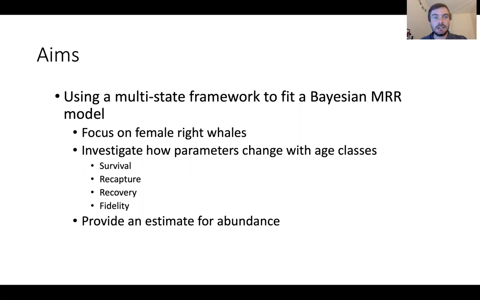So for the study that I'll be presenting today, we're using a multi-state framework and fitting a Bayesian mark recapture recovery model. For this, we're focusing mainly on female right whales, as females are the most important for survival of the species, and we're also investigating how certain parameters will change based upon the age class of the individuals. I'll go into that a bit more later on. And we also hope to provide an estimate for what the abundance is for the female right whales.